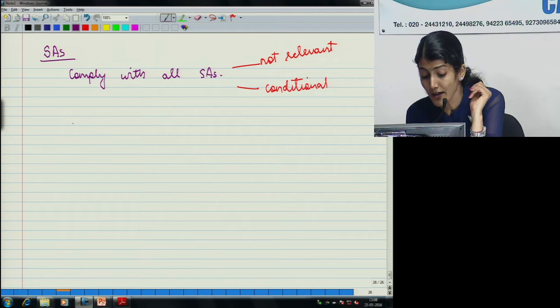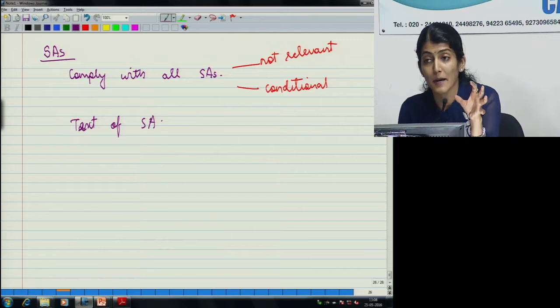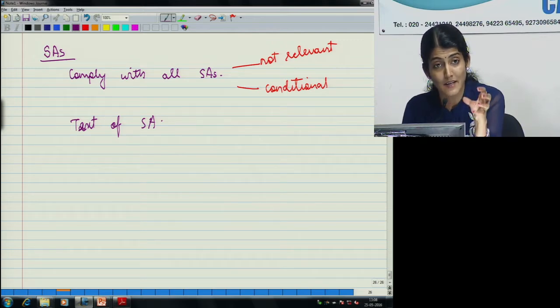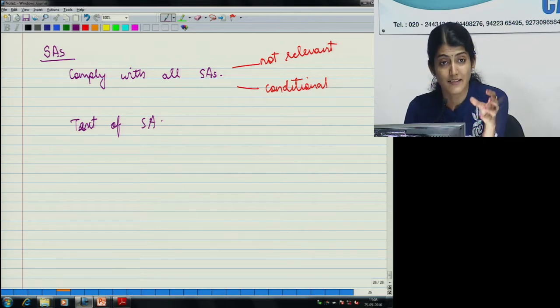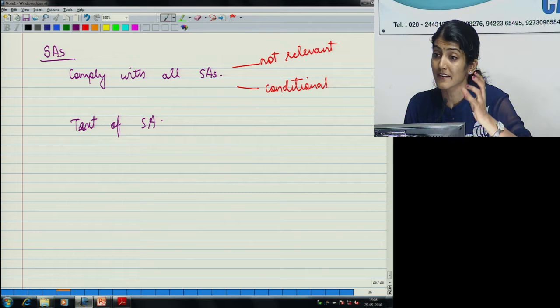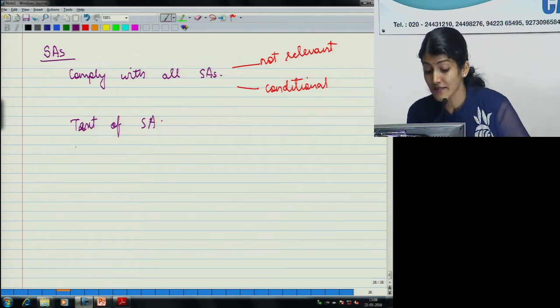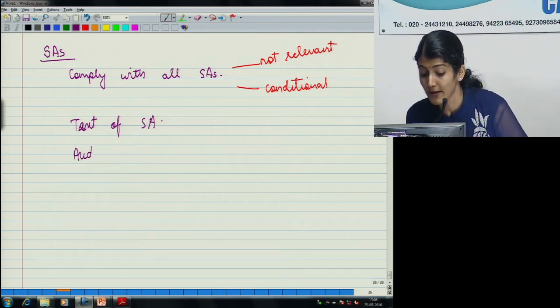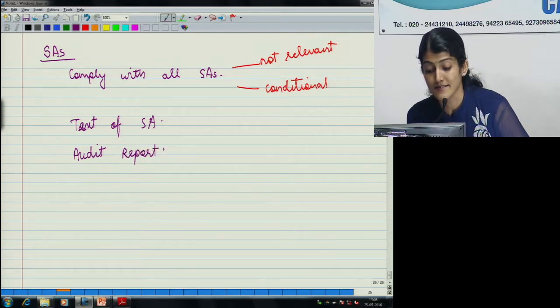Second, to comply with the standard, you need to understand the text of the standard. तो हर एक जैसे कंपनीज एक्ट का बेयर एक्ट होता है ना, वैसे ये स्टैंडर्ड्स का भी बेयर एक्ट होता है, बेयर स्टैंडर्ड होता है. You have a 30-40 page standard. So obviously, to comply with these standards, first you need to understand the text of the SA. Then it says don't present compliance in your audit report unless and until you have actually complied with the standards.